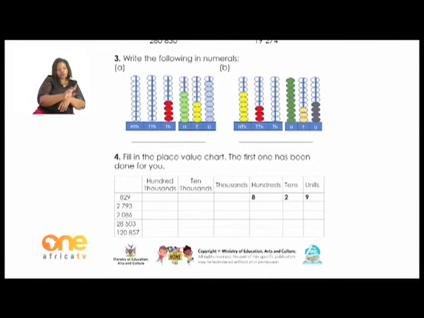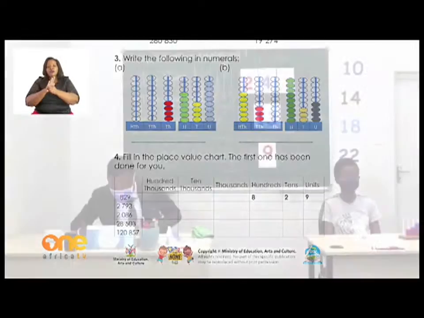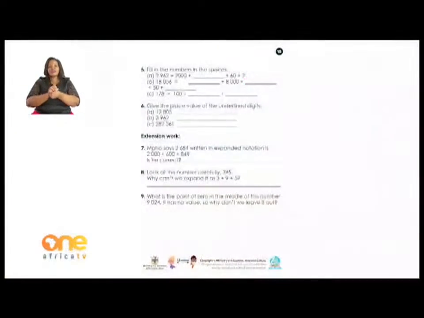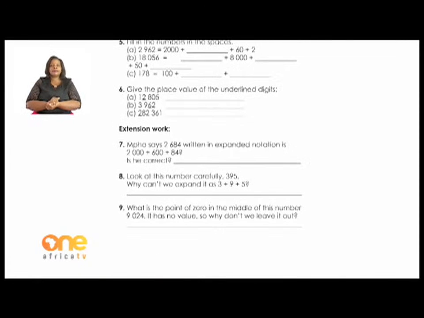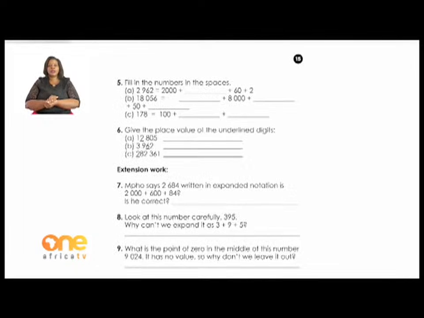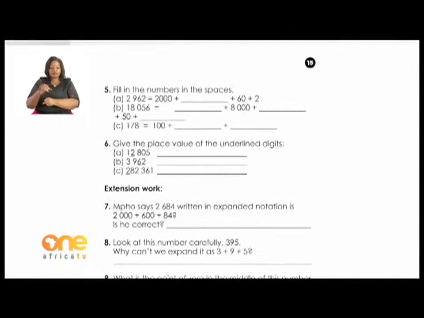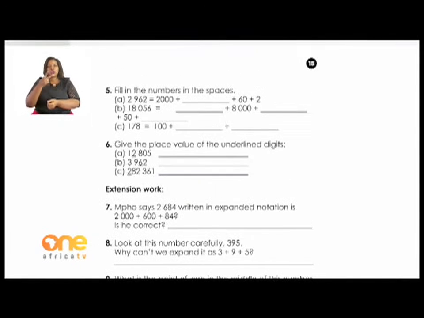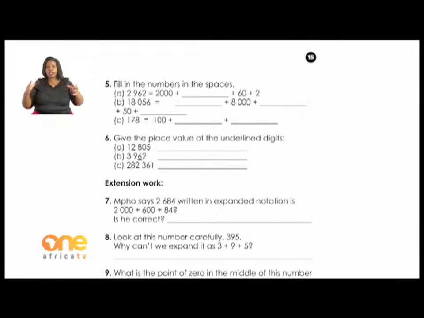Number 5, fill in the numbers in the spaces. So this is now expanded notation. What we are testing here is expanded notation. There are spaces I left for you to fill in. If you have to expand 2962, you have to start with 2000 plus, and you put in the missing part yourself, and then plus 2. So you can also do that. I think it's very easy to do.